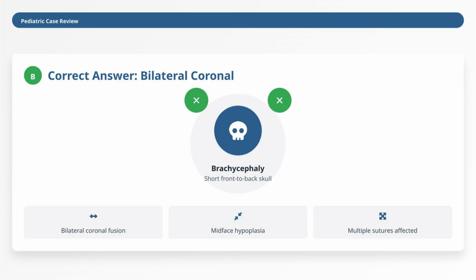Bilateral coronal suture synostosis is the most characteristic finding in Pfeiffer syndrome, resulting in brachycephaly with a shortened anterior-posterior skull diameter. This pattern contributes significantly to midface hypoplasia. While multiple sutures can be affected in severe cases, bilateral coronal involvement defines the typical cranial appearance and distinguishes this syndrome from other craniosynostosis patterns.